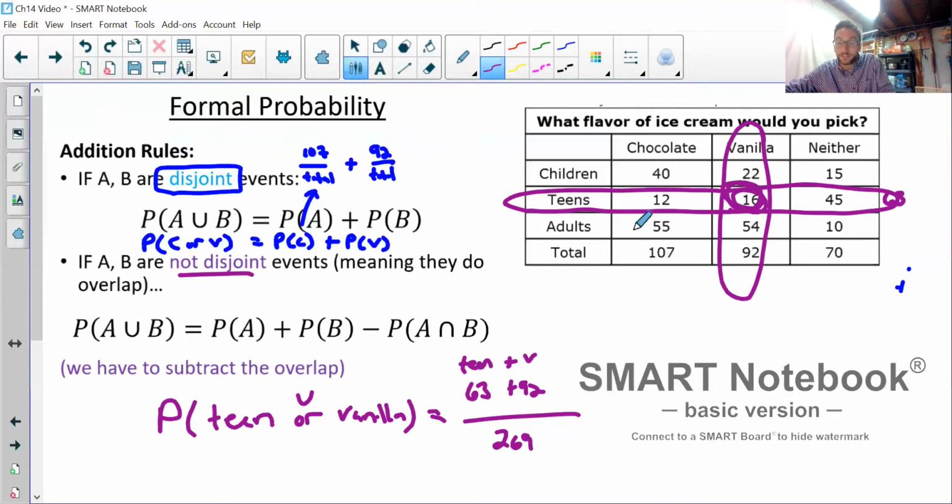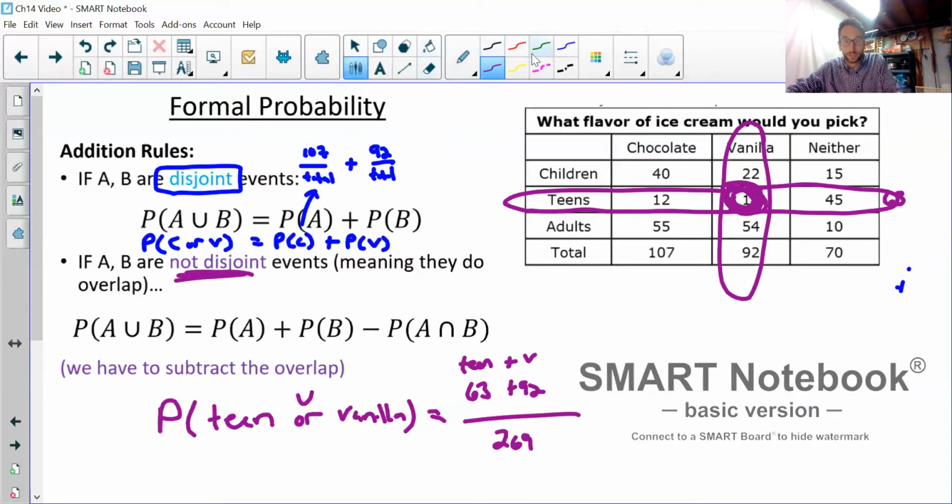These 16 people got counted as teenagers and they also got counted as vanilla, right? Teen and vanilla are not disjoint. You can do both. 16 people are both teens and chose vanilla. So if we have events that are not disjoint, we always have to pay attention to that overlap. We don't want to count anyone twice.